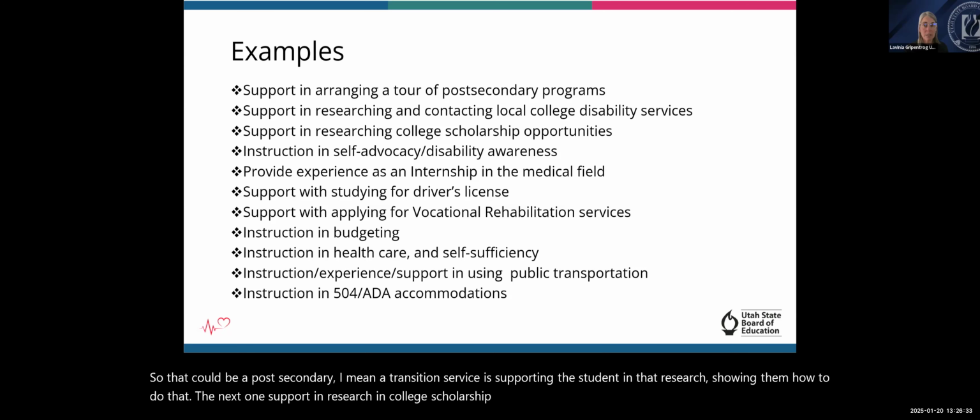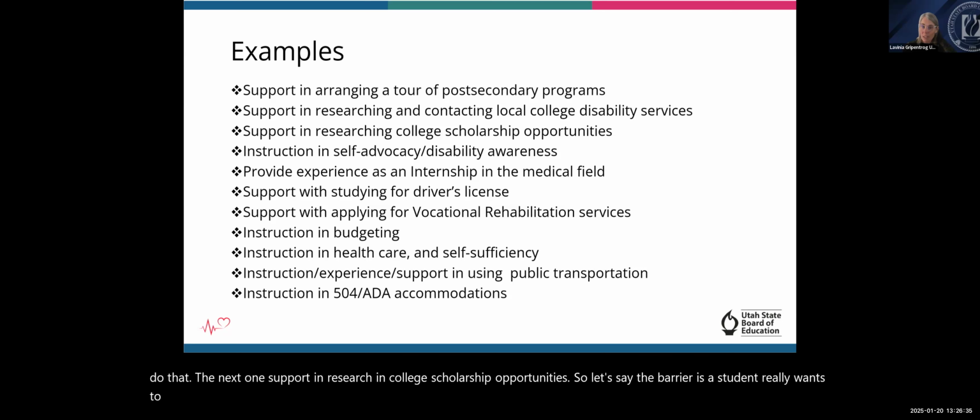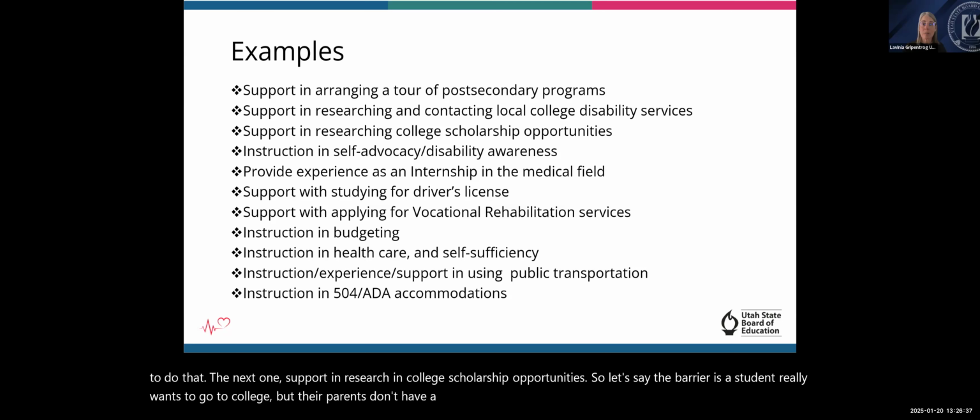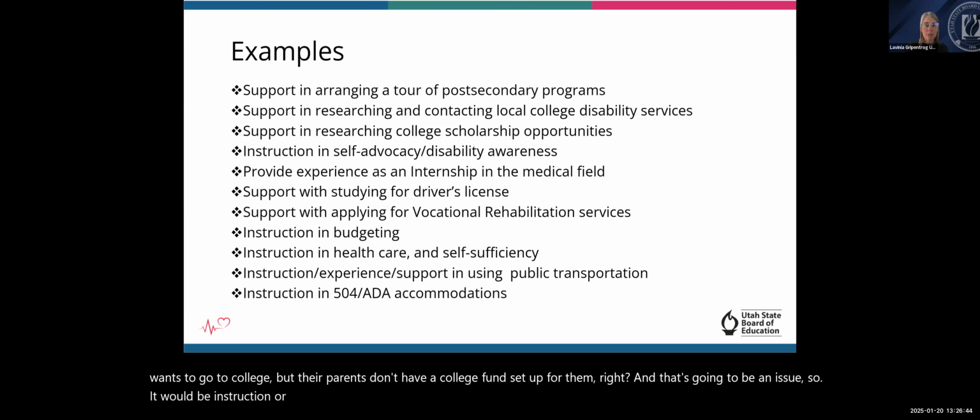So let's say the barrier is a student really wants to go to college, but their parents don't have a college fund set up for them, right? And that's going to be an issue. So it would be instruction or support in how that student can research what opportunities there are out there for scholarships. So that would be a transition service.